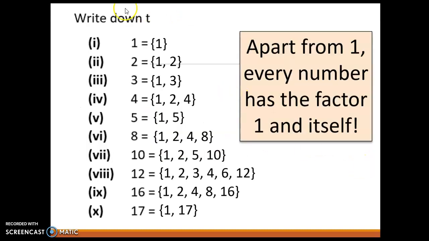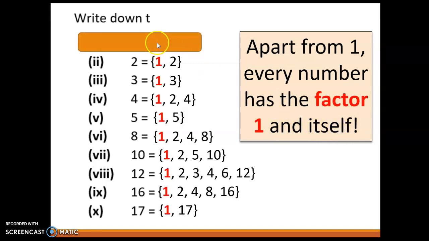And finally, apart from the number 1, every number has the factor 1 and itself. So, apart from the number 1, which does have the factor 1, but I'm saying apart from 1, every number has the factor 1 and itself. So here's the proof. Every one of those numbers has the factor 1, and they also have the factor themselves.